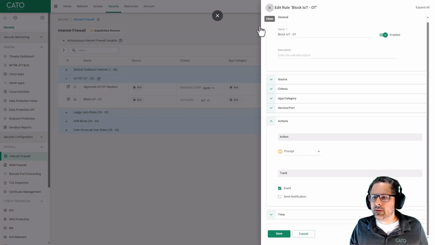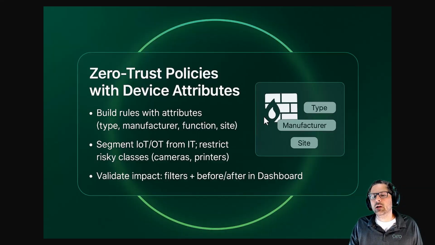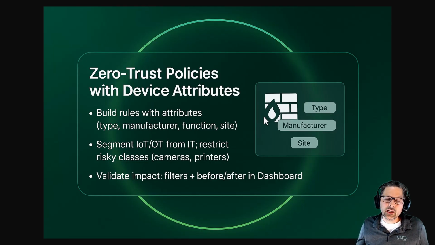Okay. Great. In summary, we talked about zero trust policies with device attributes, what you can do on your firewall to block and allow certain types of IoT and OT manufacturers to apply a zero trust security posture to your IoT and OT using the Cato CMA.